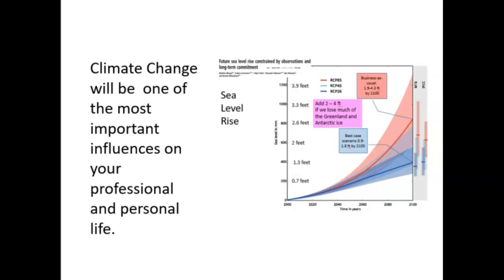Climate change will be one of the most important influences on your professional and personal life. And as you learn in the Simutext exercise, it will have tremendous impact on Earth's ecosystems and biodiversity. It will affect the future evolutionary pathways of most species on the planet, and for many, it already has.